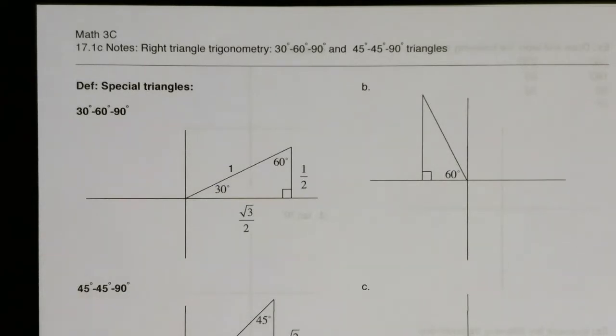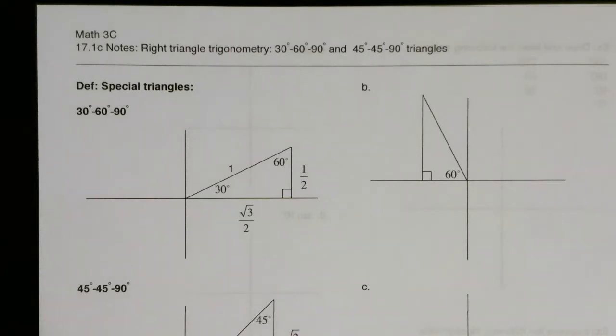Alrighty, we are on 17.1c, which is right triangle trigonometry. So we are doing special triangles today. You do not need a calculator today because you're going to have to memorize these special triangles. You may have even seen them already because you learned them in Math 2. And so we're just going to be practicing these so that we can put it all together.